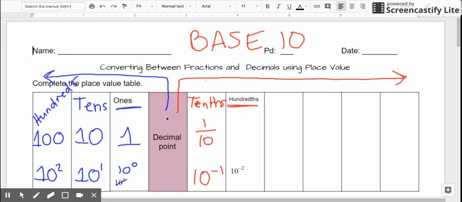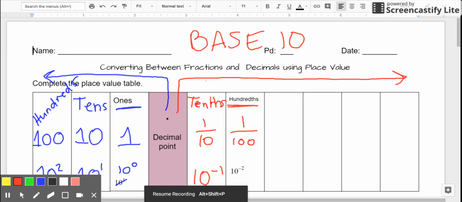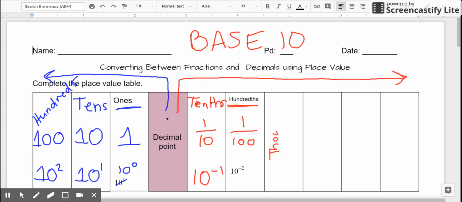Let's fill in the rest of these as well. Hundredths, that means that every one of those numbers is representing 1/100th. After that come the thousandths. I'll try to fit this in here. That's not going to work. You may consider writing sideways. So each number in this column represents 1/1000th, which is 10 to the negative 3rd power.